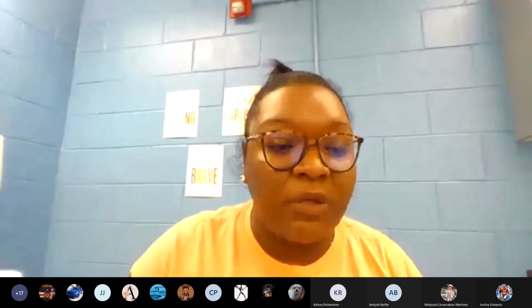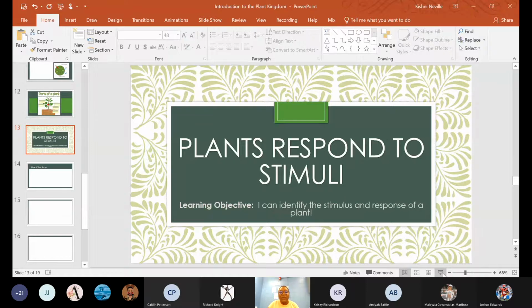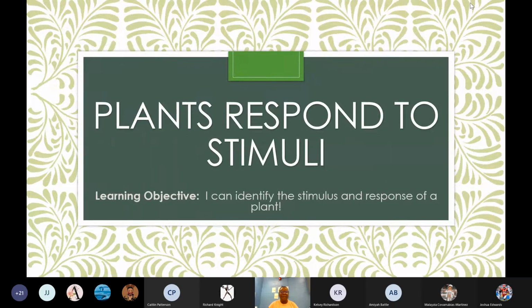I'm going to share my screen with you. In your notes, please write down what you see here as your new title or subheading. Plants respond to stimuli. The learning objective for today is: I can, that means you, identify the stimulus and response of a plant. Please take some time to finish writing this down. Please remember that the notes will be released as soon as this live session is over, and this session is being recorded for you in the event that I go too fast for you today.